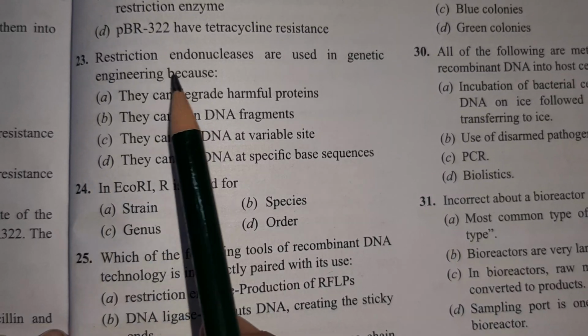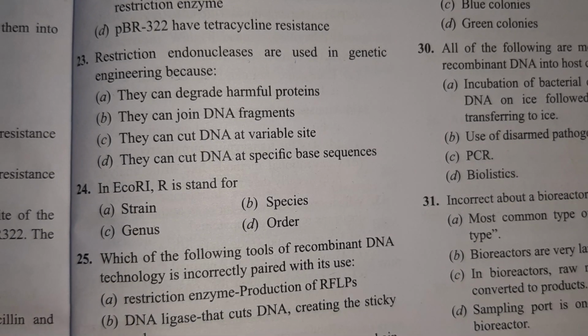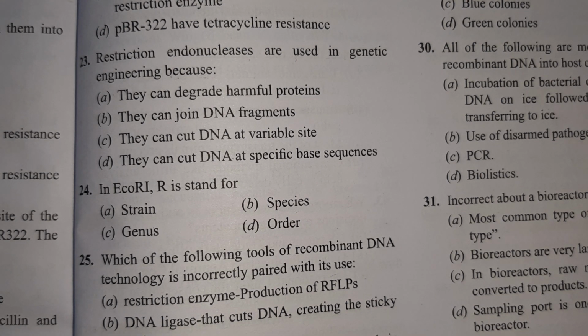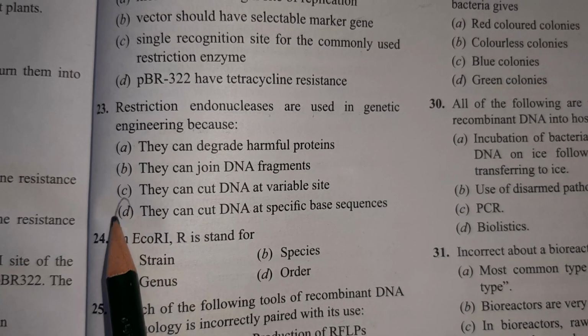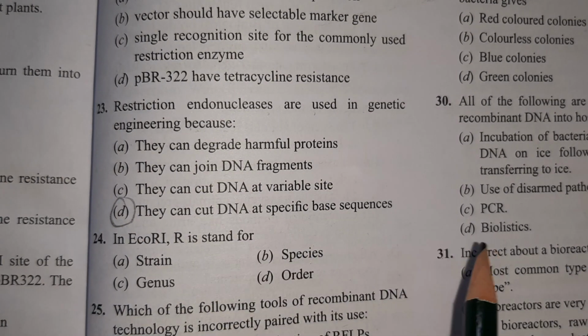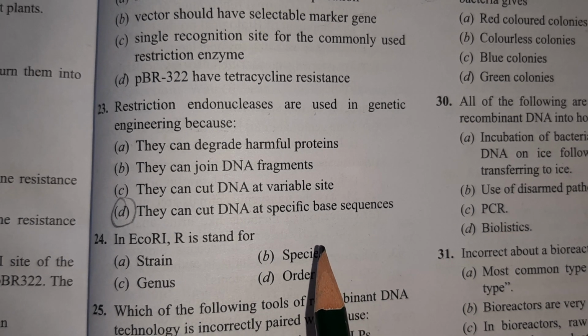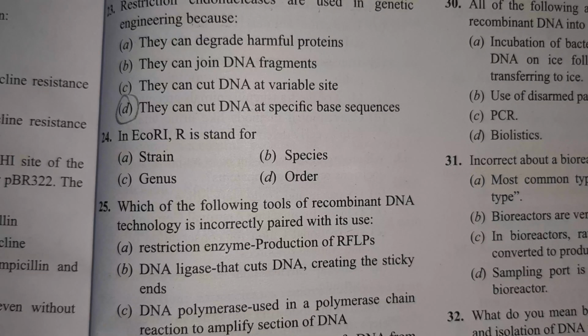Next question. Restriction endonucleases are used in genetic engineering because A. They can degrade harmful proteins. B. They can join DNA fragments. C. They can cut DNA at variable sites. D. They can cut DNA at specific base sequences. The answer for this is D. They can cut DNA at specific base sequences. This is what makes sticky ends, and you can join these sticky ends with the other ones easily in case of genetic engineering.